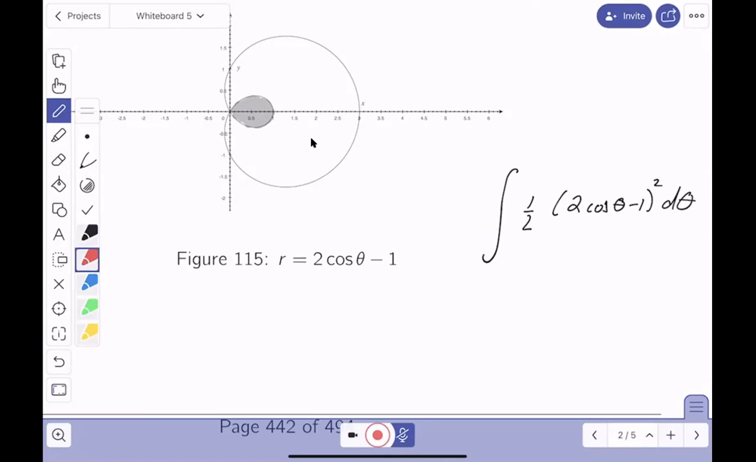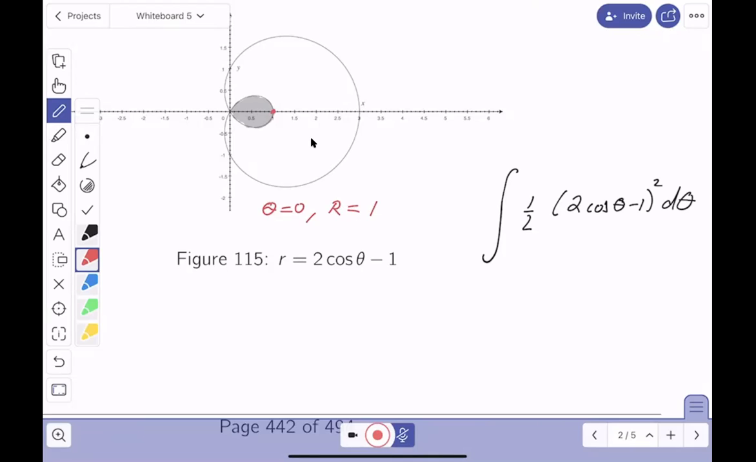So I'm gonna start easy. I'm gonna say, what if theta were 0? What number would you get? Well, what would r be? Well, you would get 2 minus 1, which is 1. I clearly see that. And I'm glad they brought a picture.